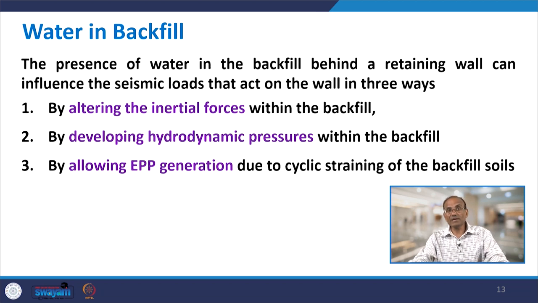Second, by developing hydrodynamic pressures within the backfill. Third, by allowing EPP generation, that is excess pore pressure generation due to cyclic straining of the backfill soils. So, the third component is related to the cyclic loading due to earthquake, while the first two could be even without earthquake, like the first one particularly. The second one, being hydrodynamic pressure, will require the earthquake force.